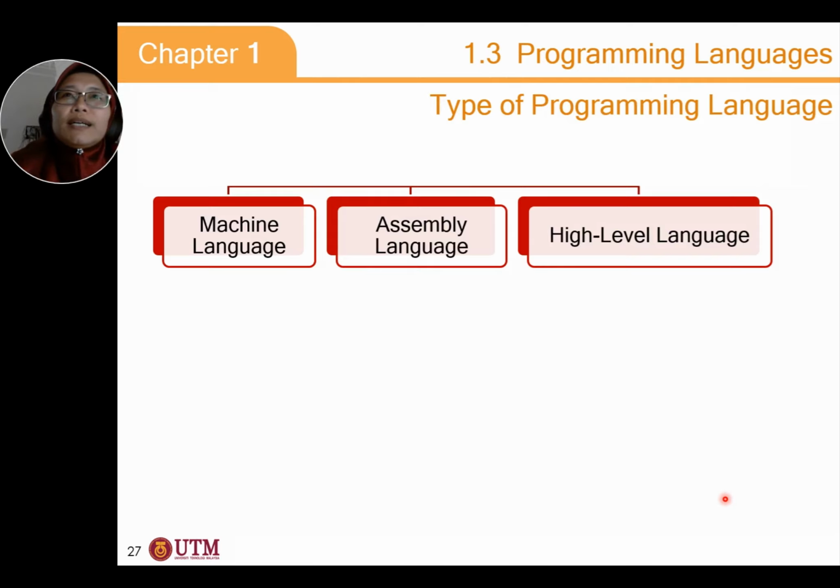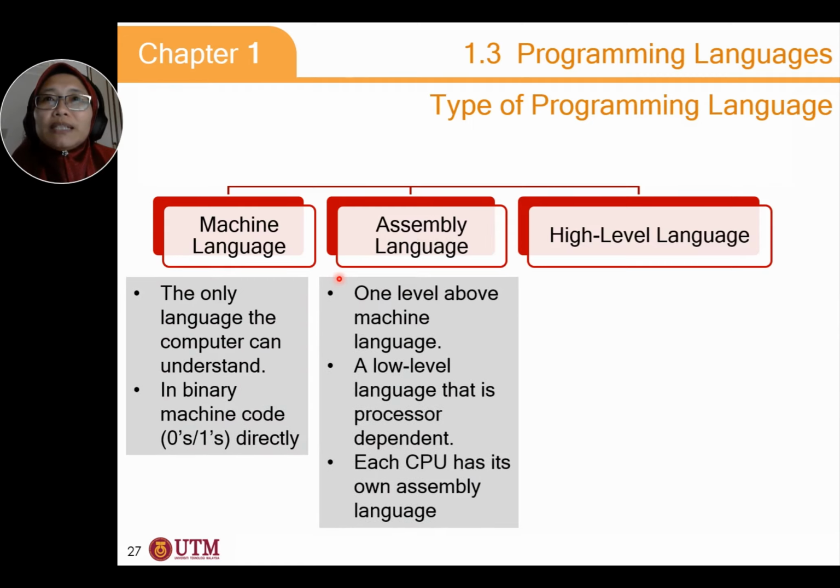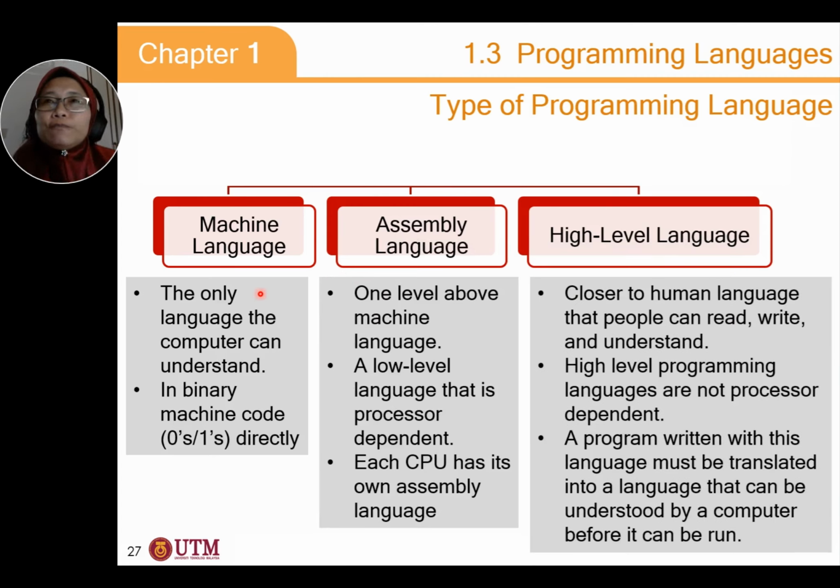Next we go to types of programming language. Previously we looked at algorithm. Here we see that there are 3 different types of programming language. For machine language, it's basically the only language that the computer can understand. It's in binary machine code, zeros and ones directly. Remember the first figure that we saw? Human instruction and then converted to zeros and ones. So we know that computers only understand zeros and ones, which is machine language.